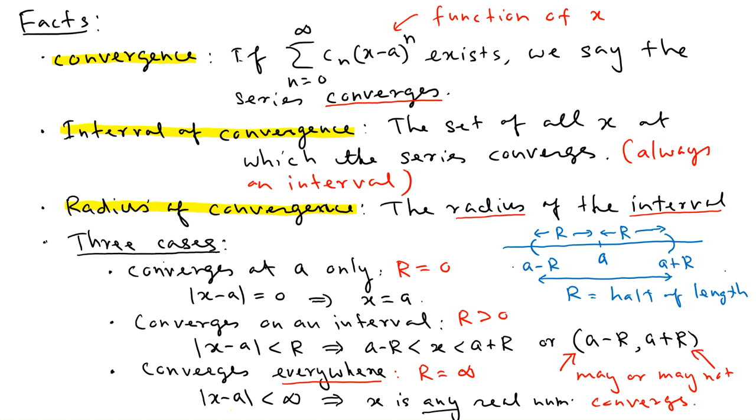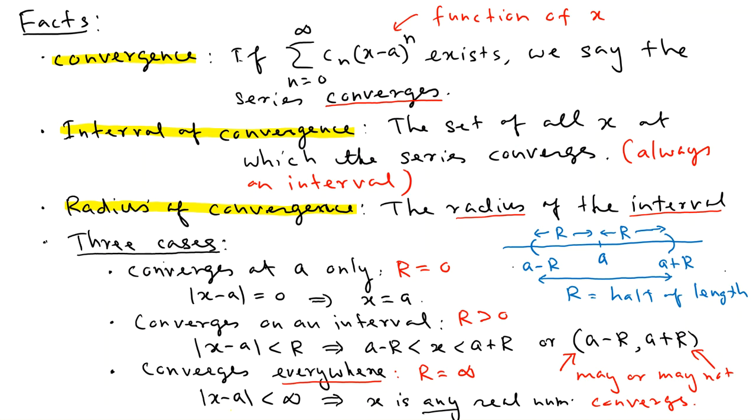It's going to converge in an interval, and then for some R, and we can discuss how to find that R. R is what we call the radius of convergence. And then it converges everywhere. In that case, R is infinity. And in the second case, at the corners, we need to check whether it's going to converge at those corners. Sometimes it works, sometimes it doesn't.